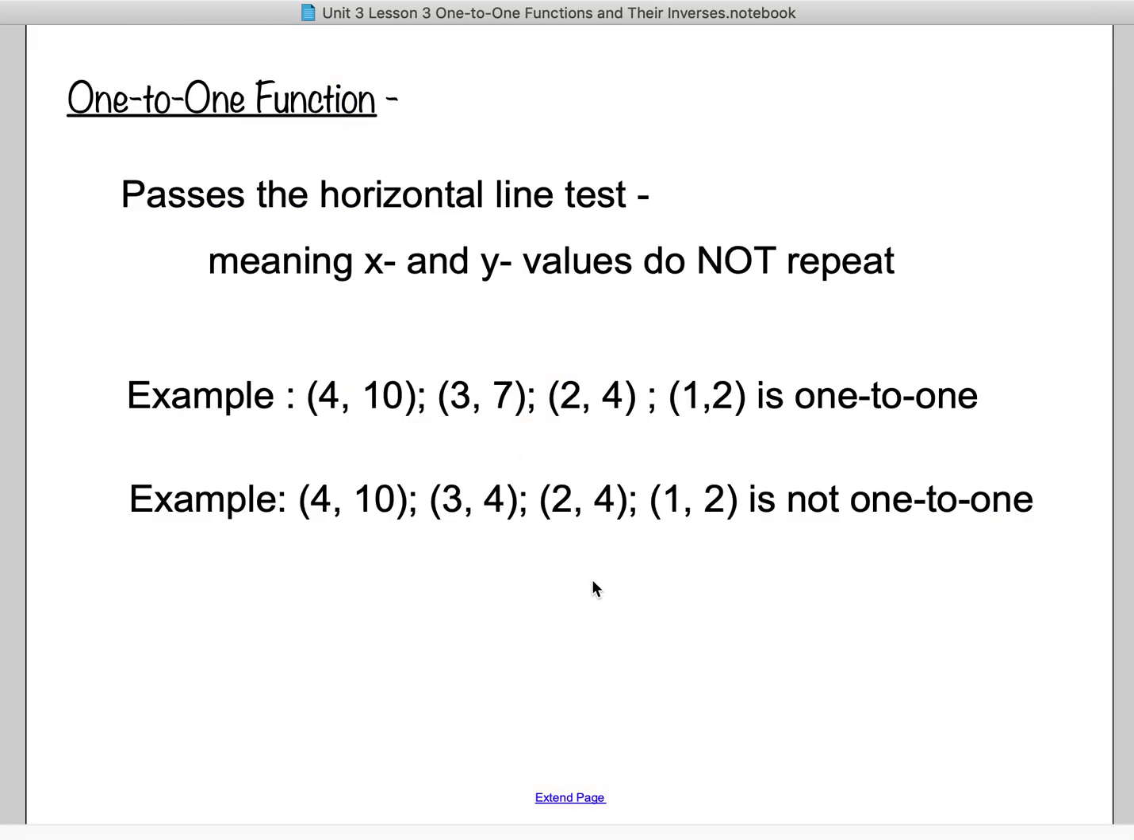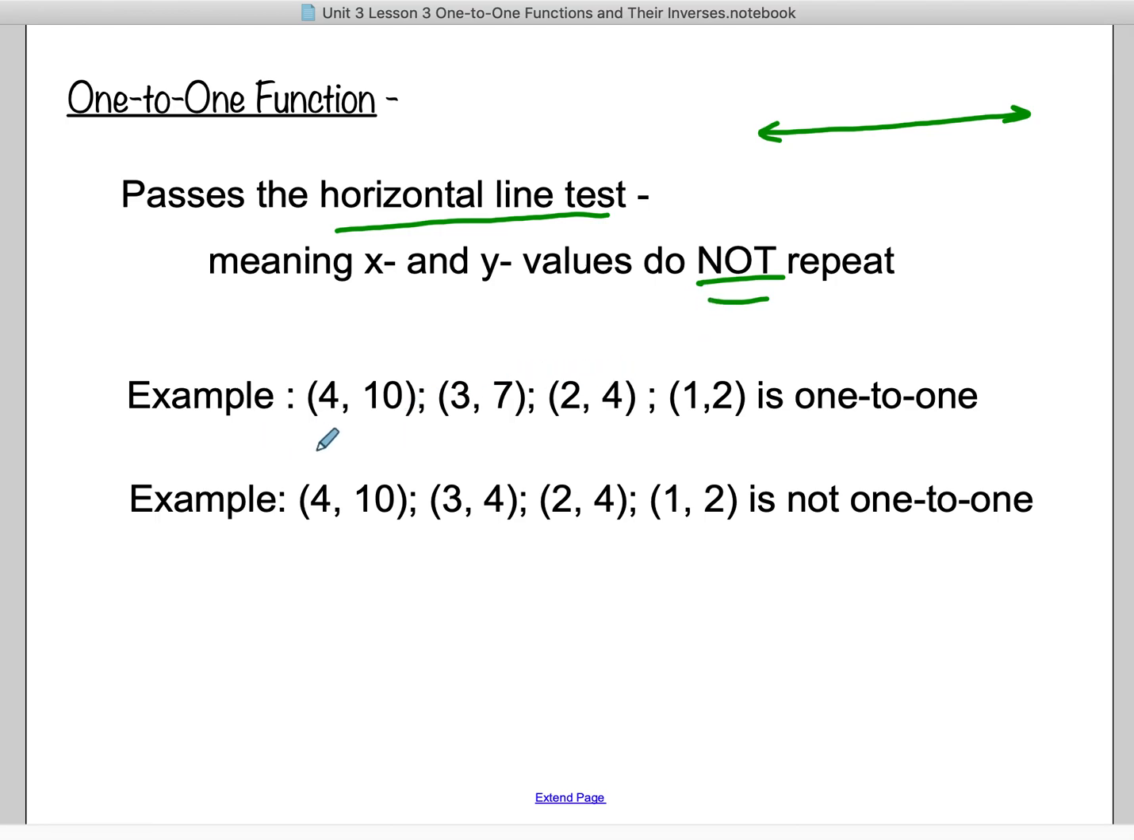To be one-to-one, the function must pass what we call the horizontal line test. So what is the horizontal line test? It's very similar to our vertical line test. Instead of vertical though, we have a horizontal line. If I do that perfectly horizontal, and if you were to go up and down along a function, it would only touch one point at a time. And what this means is your x and y values, none of them repeat.